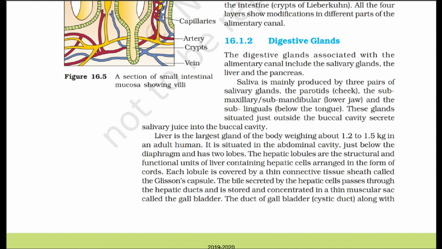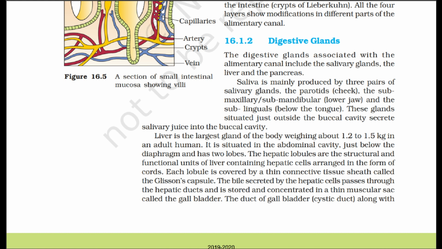Saliva is mainly produced by three pairs of salivary glands: the parotids (cheek), the submaxillary or submandibular (lower jaw), and the sublinguals (below the tongue). These glands, situated just outside the buccal cavity, secrete salivary juice into the buccal cavity.